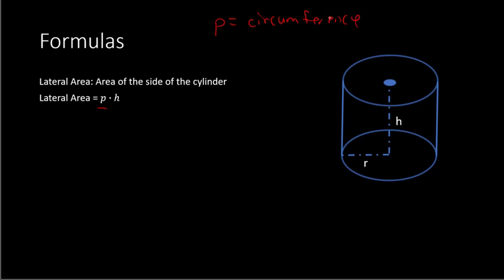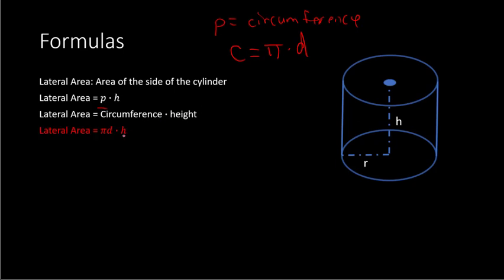So that perimeter is the same thing as circumference of a circle. So what we have is really a circumference times the height. So this is why you need to know your circumference formula, because circumference is required to figure out the lateral area, and circumference is equal to pi times the diameter. So what we have is going to be the lateral area is pi times diameter, then multiply that by the height.